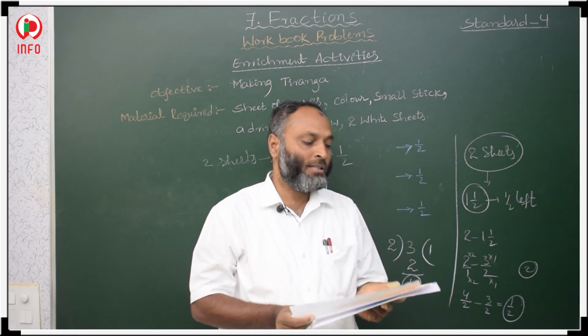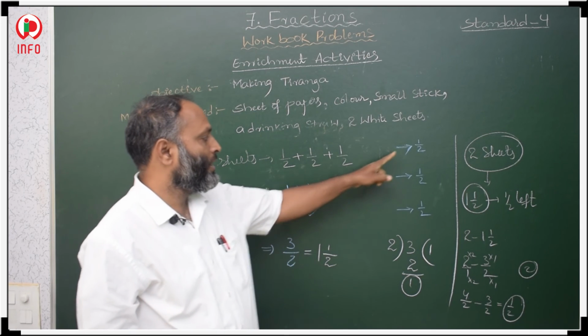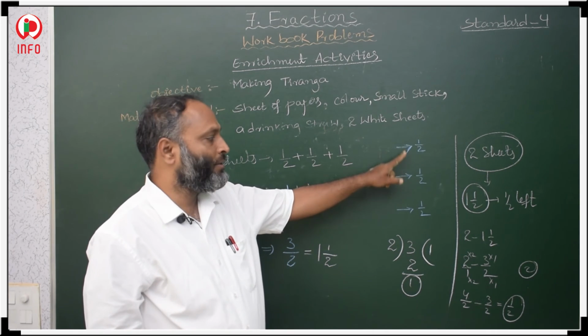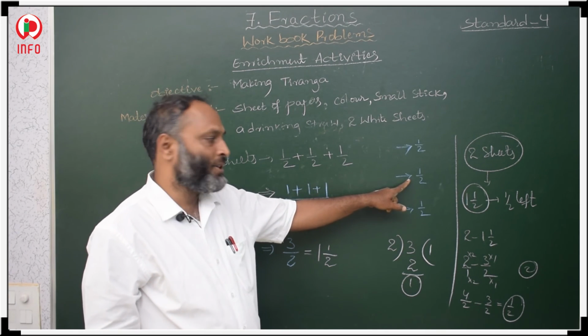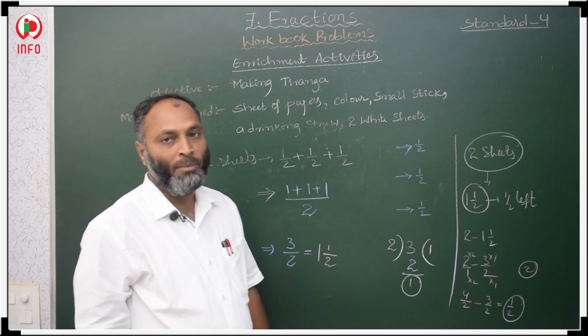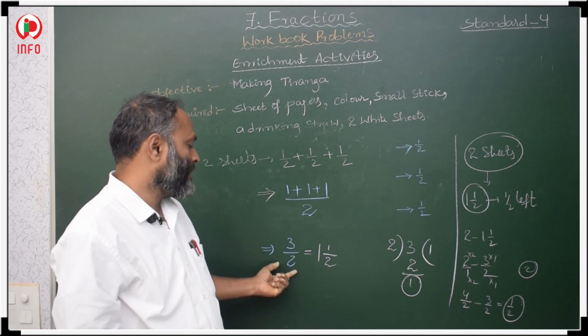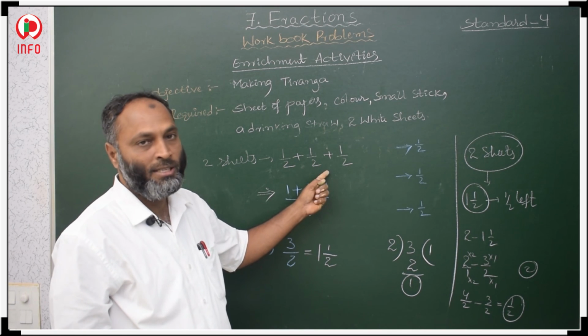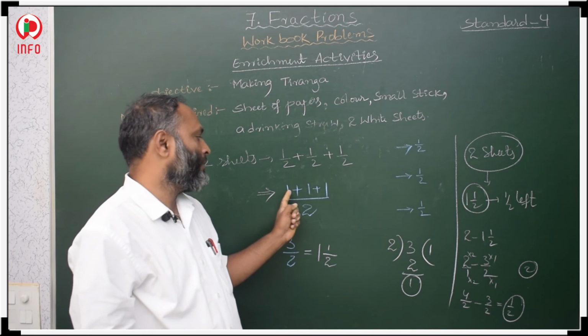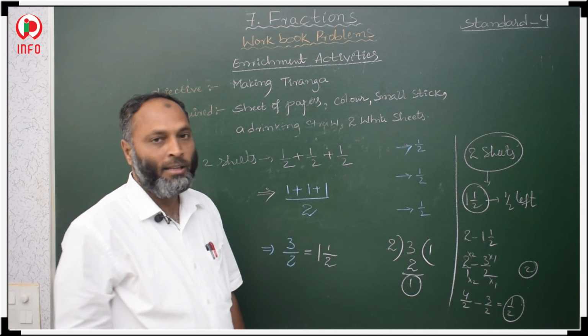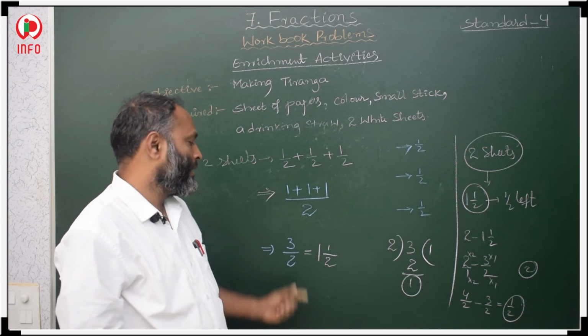And after that, calculate how much sheet you used. For orange half sheet, for white half sheet, and for green half paper we used. Then half plus half plus half, so 3 by 2 sheet we used. Here all are like fractions. How to add like fractions? We add the numerators and take the denominator once. So that is 3 by 2.